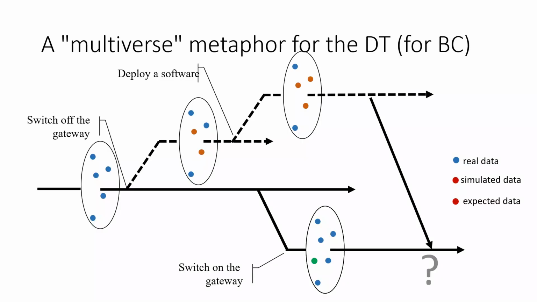This leads us to look at digital twin from a different perspective. What if it doesn't actually reflect one system, but instead models or reflects the multiple timelines that may happen for the system? So we call this a multiverse digital twin.